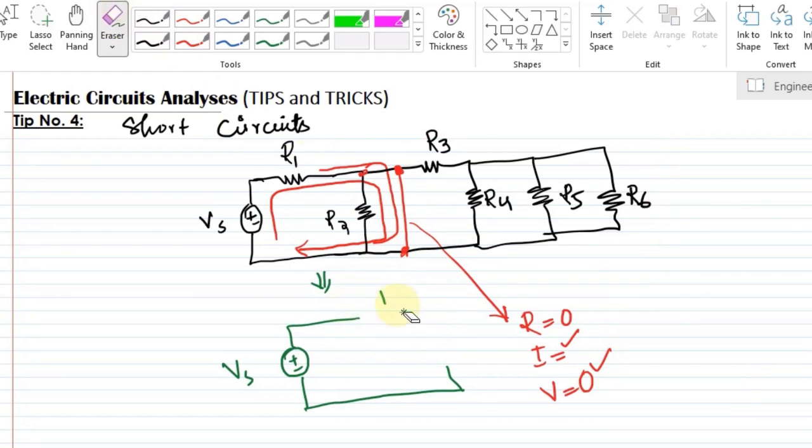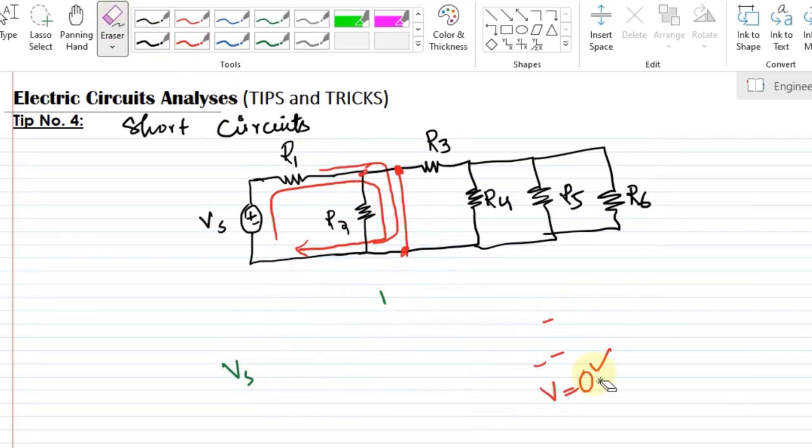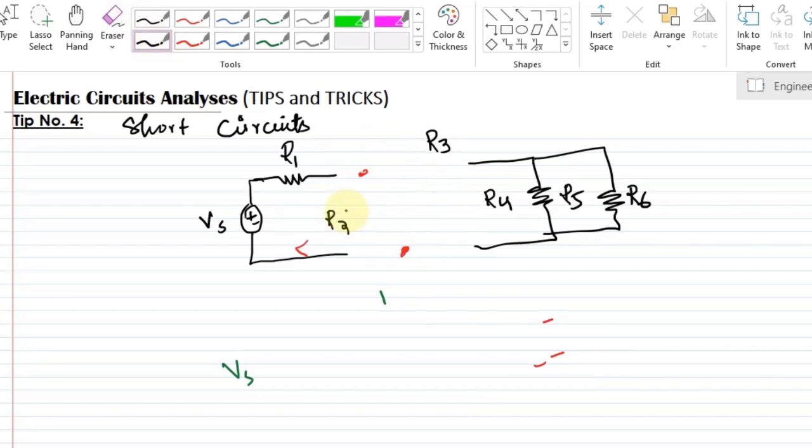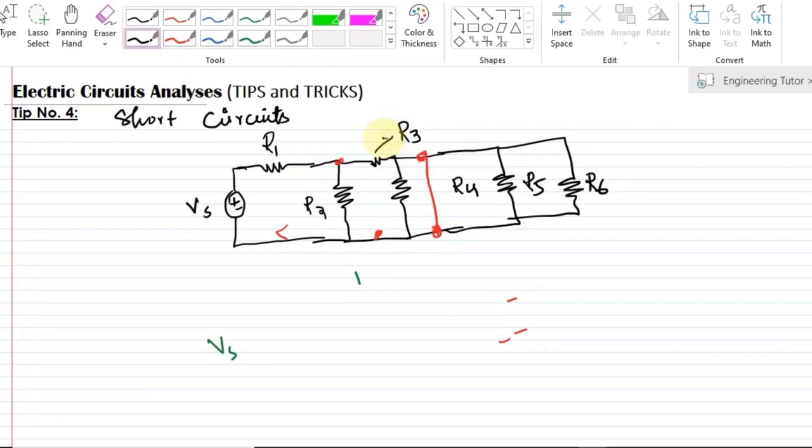Similarly, there is another scenario. Let me have a short circuit in another place here. Let me have a short circuit here. This is R3, this is R4. So what will be the equivalent circuit here?